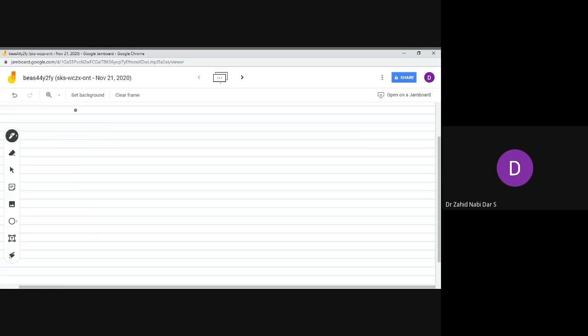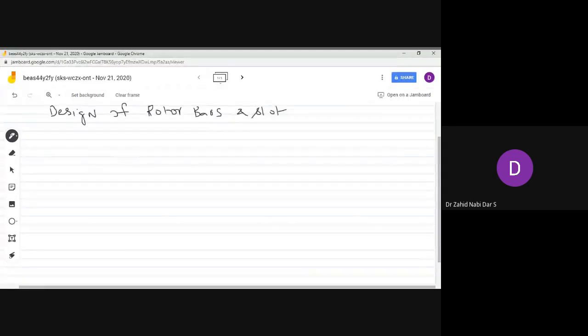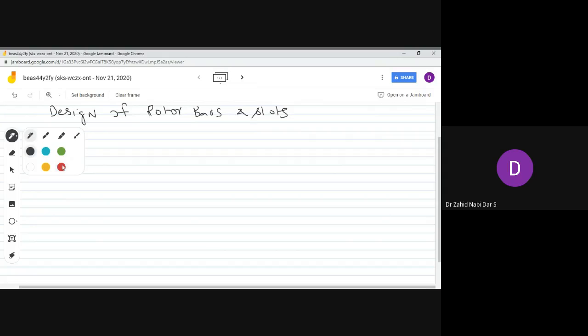So today we'll be studying how to design rotor bars and slots and about the end ring current, design of rotor bars and slots. Before going to the design of the rotor bars and the design of the slots, there would be four categories that we will be interested to know.